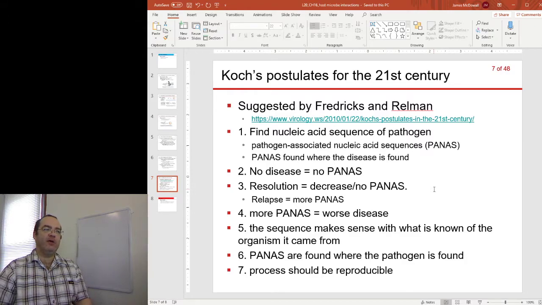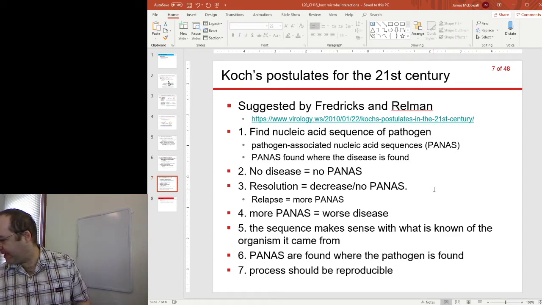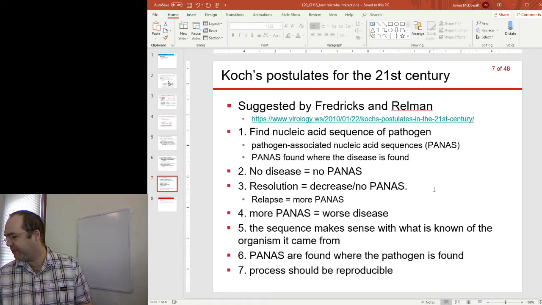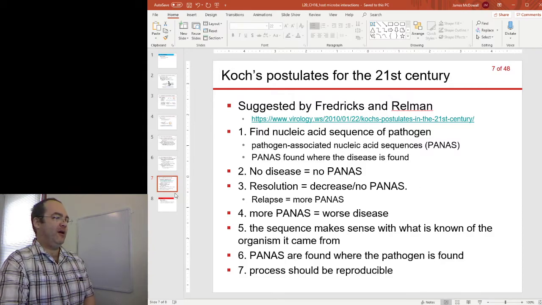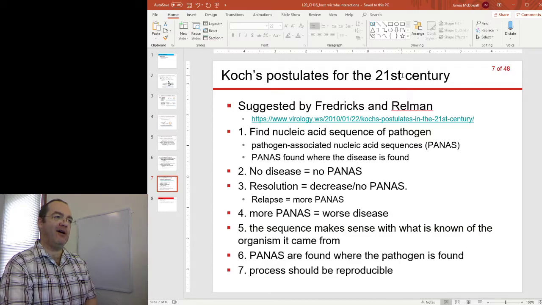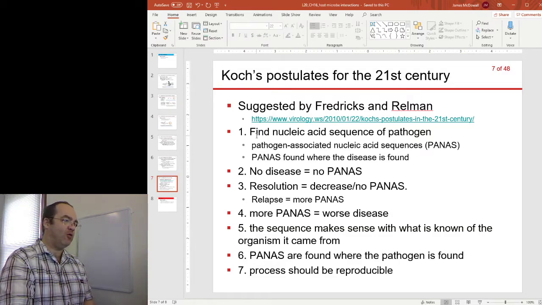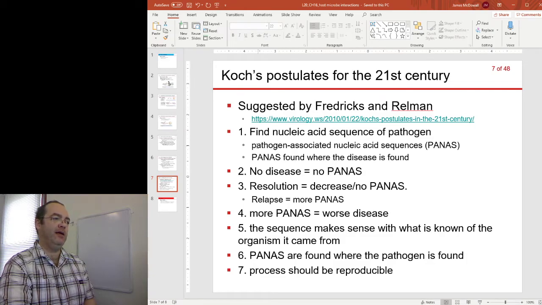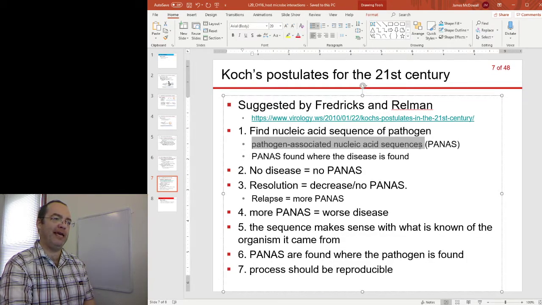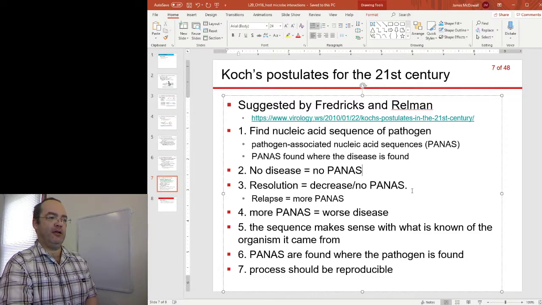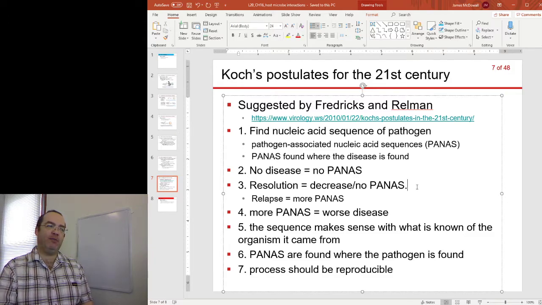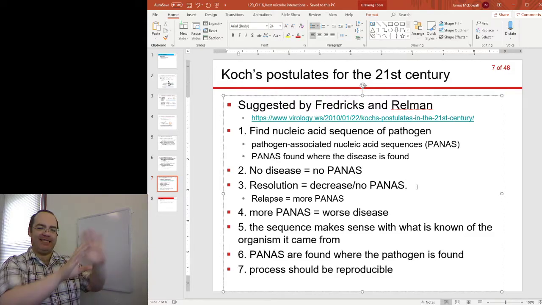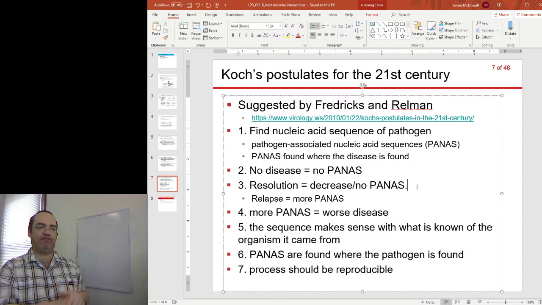Okay, so there are some attempts to update Koch's postulates. In the book, it has molecular Koch's postulates. I'm not sure the little section in the book there is particularly helpful, but I was looking at some ideas for updating the postulates, and an interesting one I found is based upon pathogen-associated nucleic acid sequences. So nucleic acid sequences are an ideal choice because they set aside all those problems.